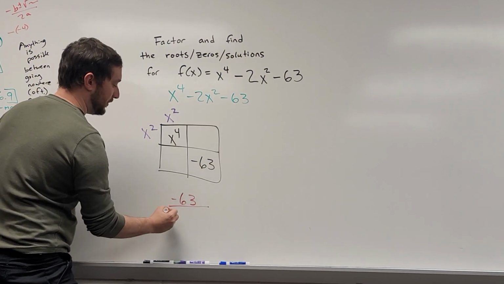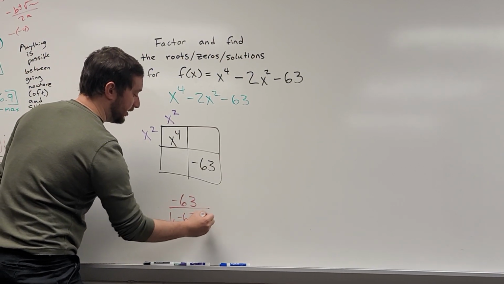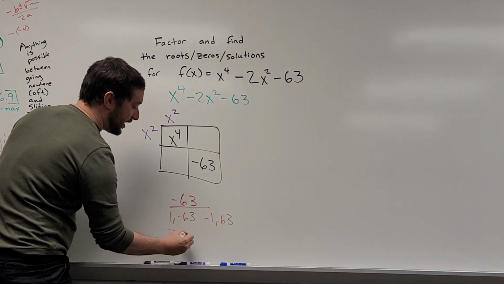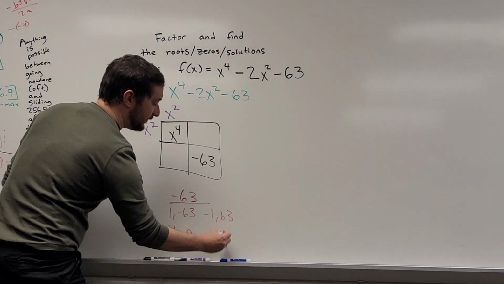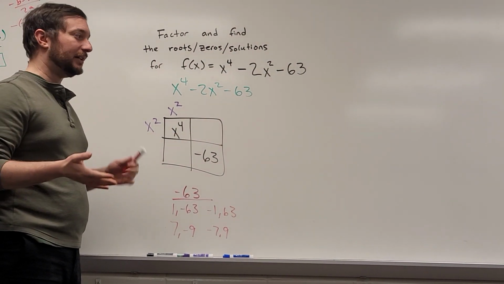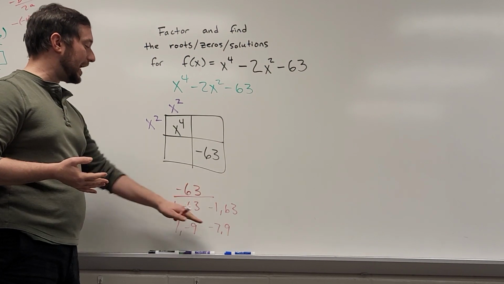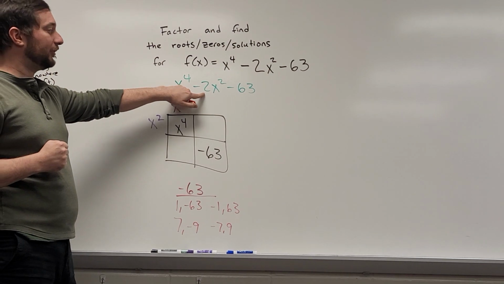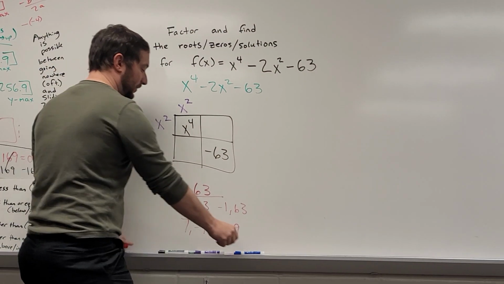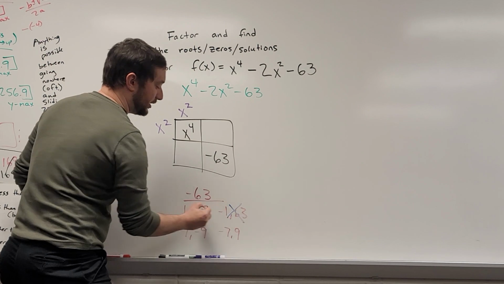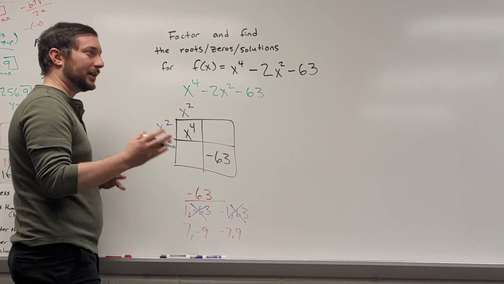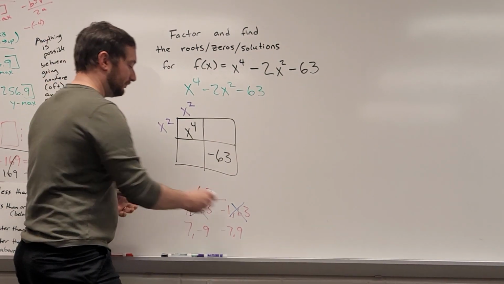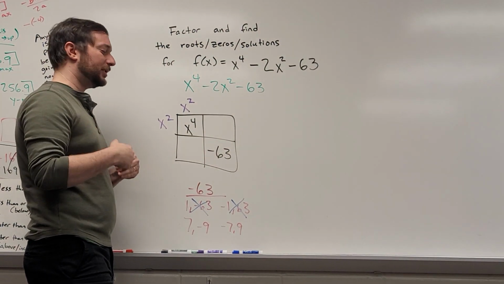A couple of examples would be 1 times negative 63, negative 1 times positive 63, 7 times negative 9, negative 7 times positive 9. List all the options out that you have and then work through which of these options will help you to add up to your middle term, negative 2. Now obviously in this case it should be pretty apparent anyway that the larger numbers like positive and negative 63 are not going to help you. Students sometimes get confused with this where they struggle with the signs. This is where you always want to double check yourself.